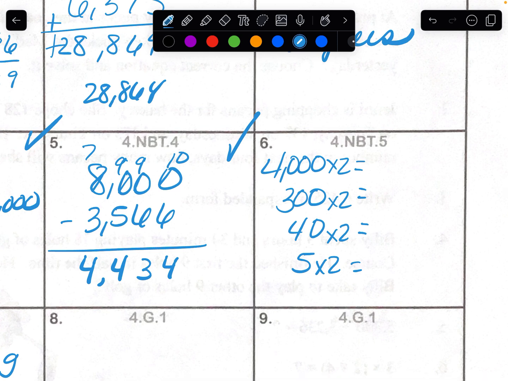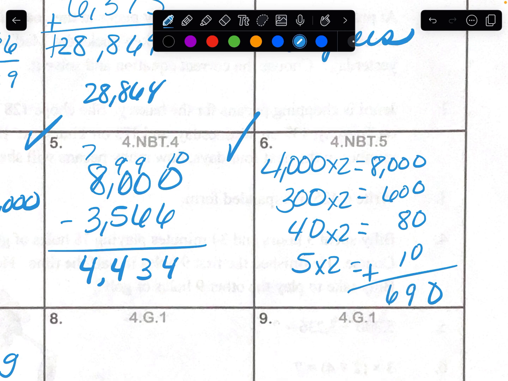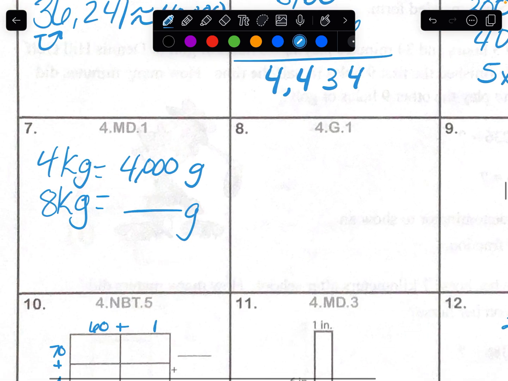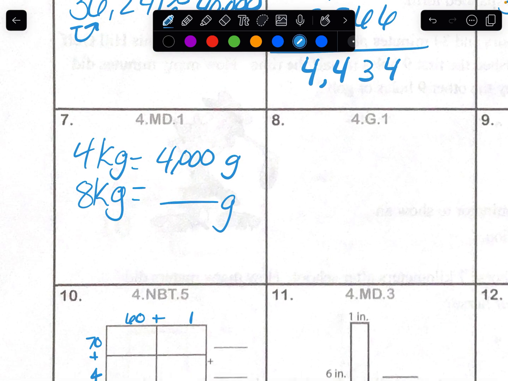All right, number 6, it wants a distributive property. Excuse me, 4,345. Break it apart for distributive property. And each partial product will give you a final product of 8,690. All right, number 7, they're talking about 4 kilograms is 4,000 grams. What's 8 kilograms? Well, hopefully you have 8,000 grams there.